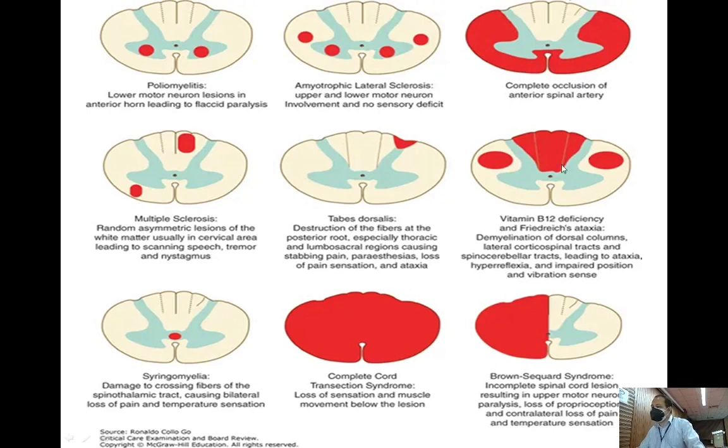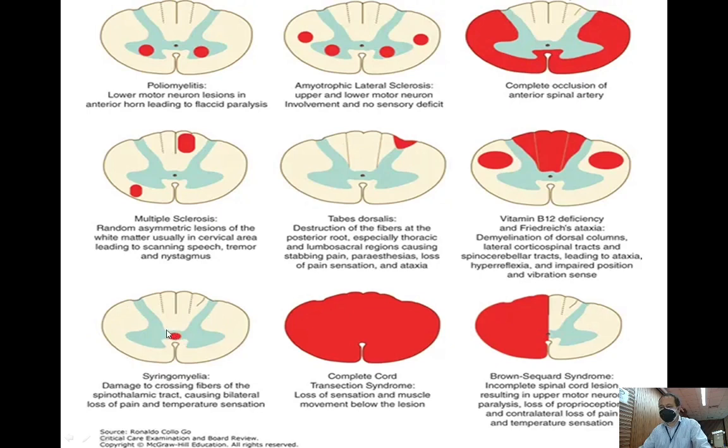Now you may see this type of spinal dysfunction in vitamin B12 deficiency, or you get something called Friedreich ataxia. Here there will be demyelination of the dorsal column, and the lateral corticospinal tracts will also be involved, as well as the spinocerebellar tracts, leading to ataxia. There would be hyperreflexia, and impaired position and vibration sensation. Then I come to syringomyelia.